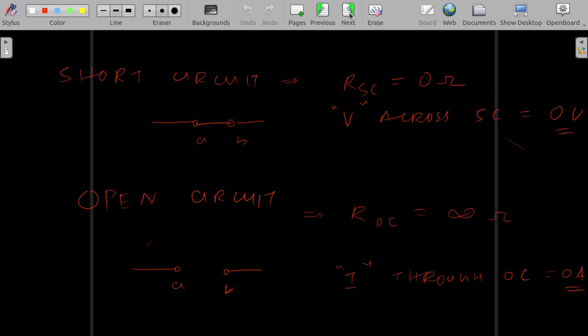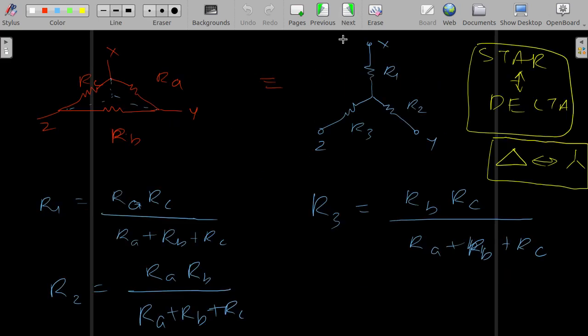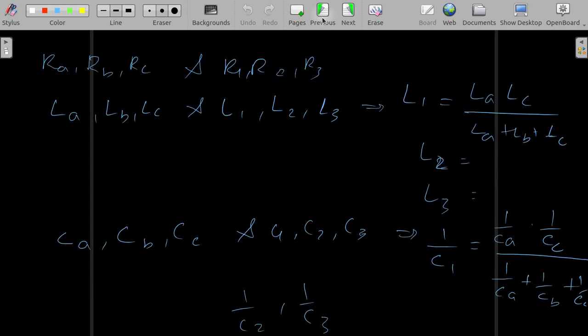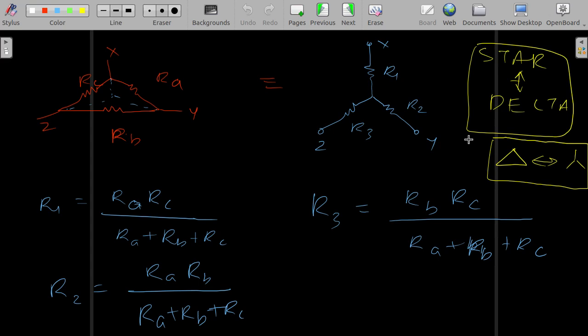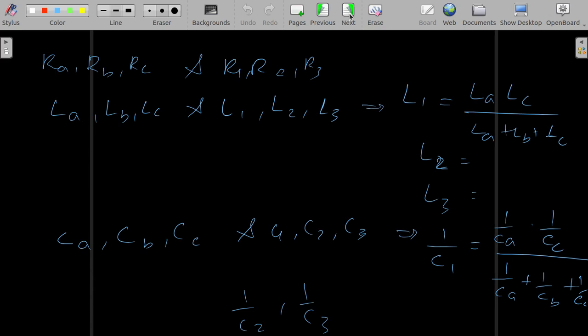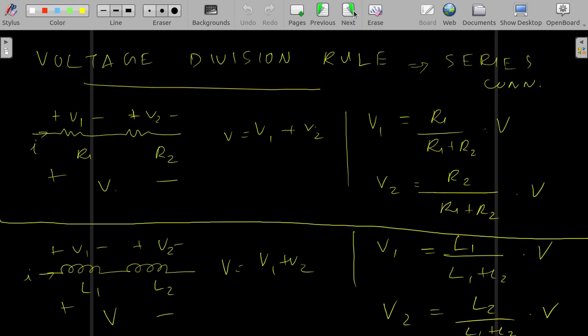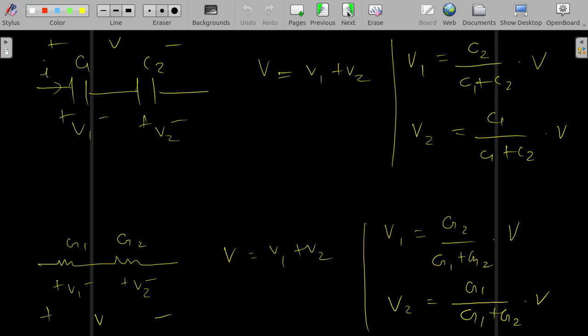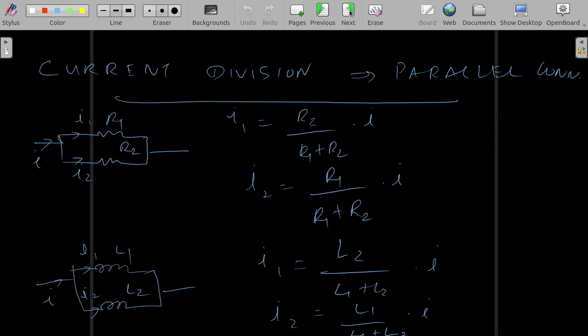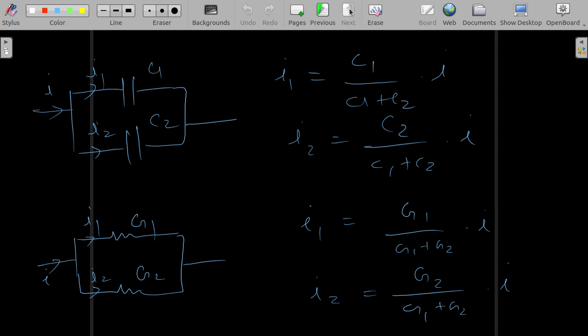Then we discussed the concept of a short circuit and an open circuit. Then we went into star delta conversion, and this star delta conversion is a pretty handy thing to have when you are solving large networks. And then star delta and delta star, vice versa. Then we wound up our session with the voltage division rule for series components and the current division rule for parallel connection.